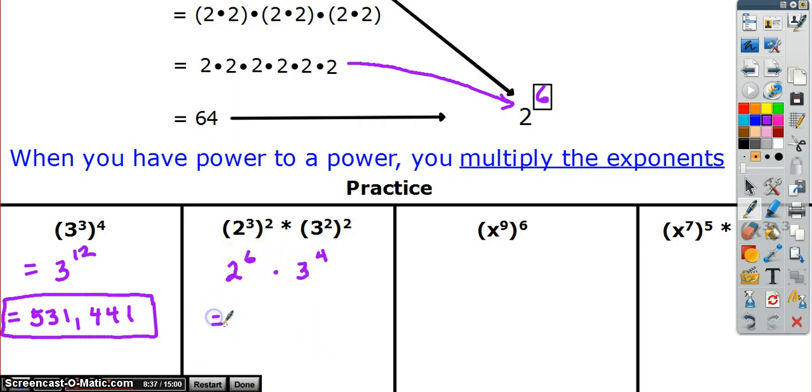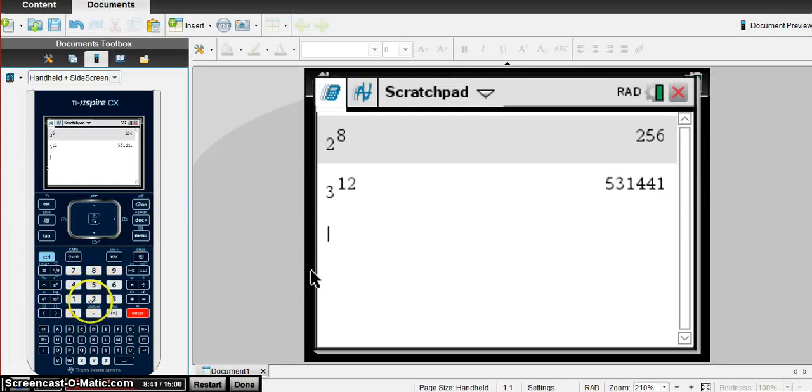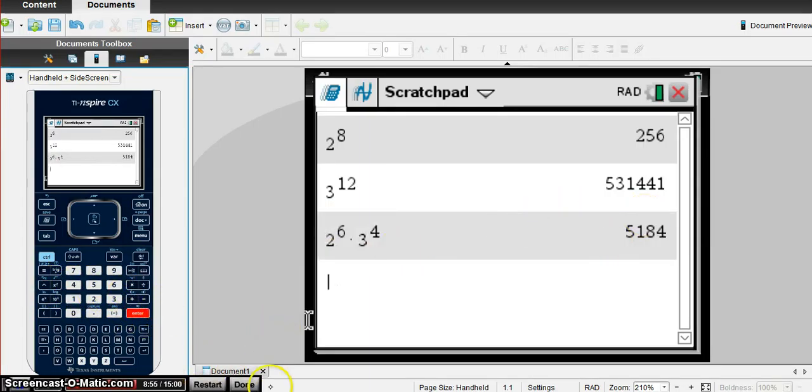And actually, since we're going to use the calculator anyway, we can just type that straight in and it'll get the answer for us. So we do 2 to the 6th. Make sure to arrow out of the exponent so the multiplication happens down here instead of up. And then 3 to the 4th. 5,184.